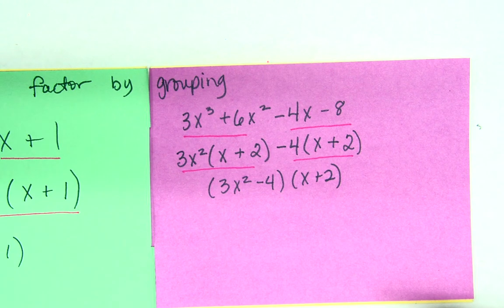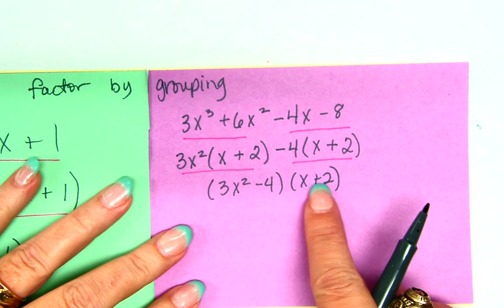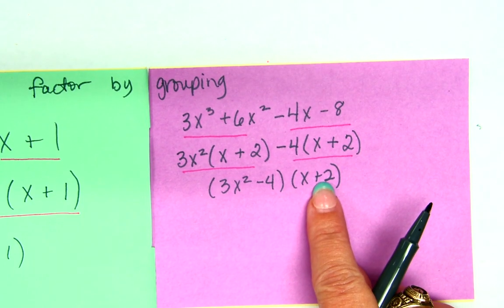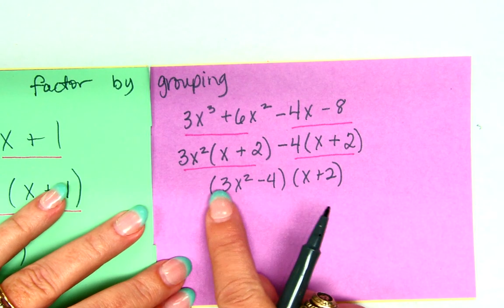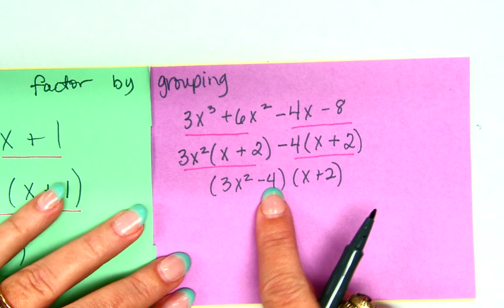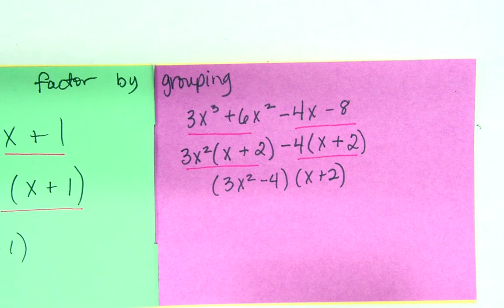Yes. Guys, does it matter what order we multiply in? It does not, right? I couldn't put x minus 2 here. That would be different. That would change everything. But if I put x plus 2 first and then 3x squared minus 4, or if I put 3x squared minus 4 first and then x plus 2, you know that doesn't matter, don't you?